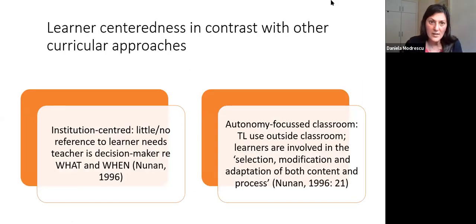And so the learner-centered curriculum is a bit in between, compared to an institution-centered curriculum, in which you design the content that you want to teach, and there's little, if any, reference to the learner needs. So basically, in a certain way, what you were telling us, Dina, although that's not a language module, that's a discipline module. It's a bit different. It's a bit more discipline design.